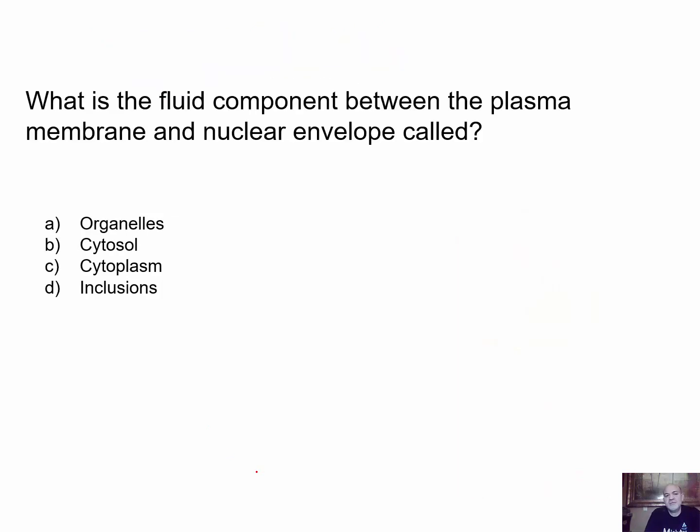So, one question about the organelles we just covered and the cytoplasm in general is, what is the fluid component between the plasma membrane and the nuclear envelope called? Is it A, organelles, B, cytosol, C, cytoplasm, or D, inclusions?